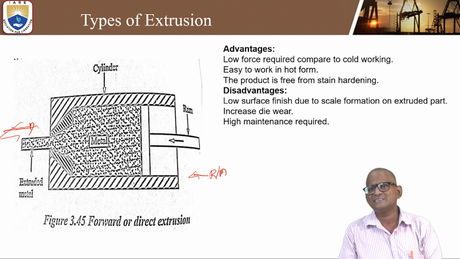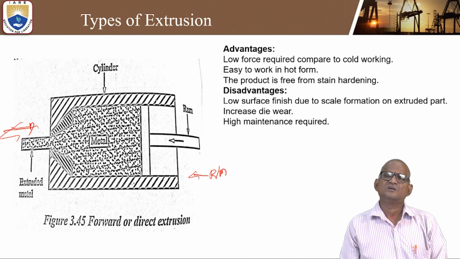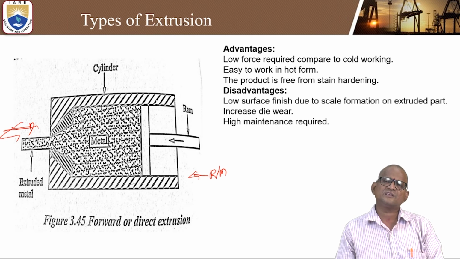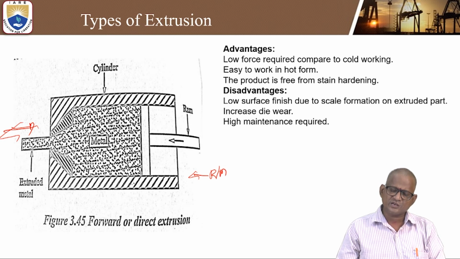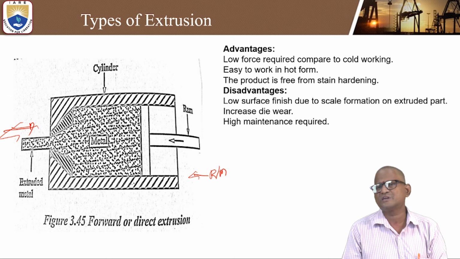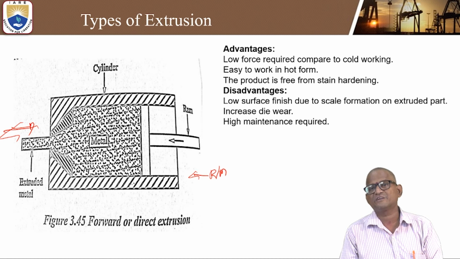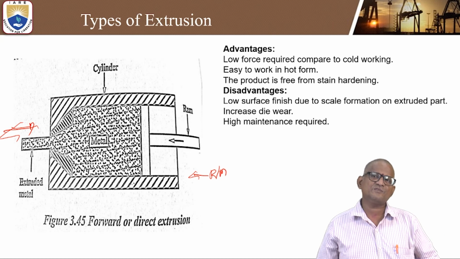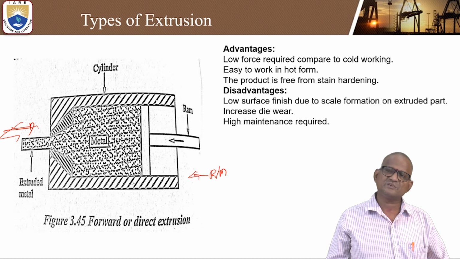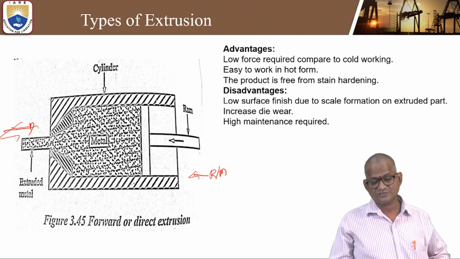Also there is increased die wear because of water and dust particles. So when you want to use it, only then can you clean it, and you should apply lubrication. Then only will it make good material. The die should be very clean and effective, and maintenance cost is very high in this type of extrusion process, either direct or indirect. So this is called forward or direct extrusion.